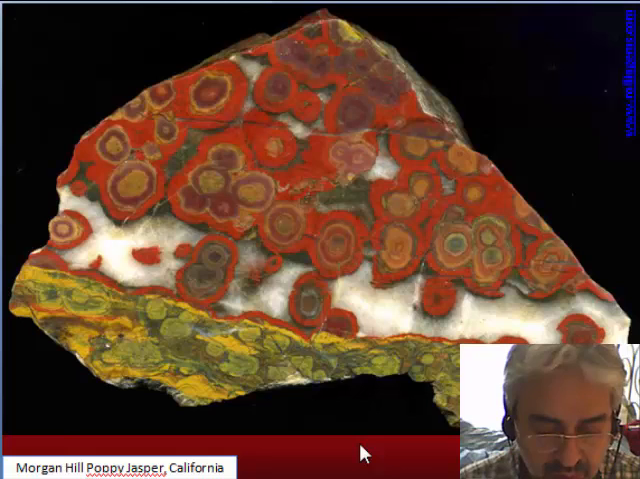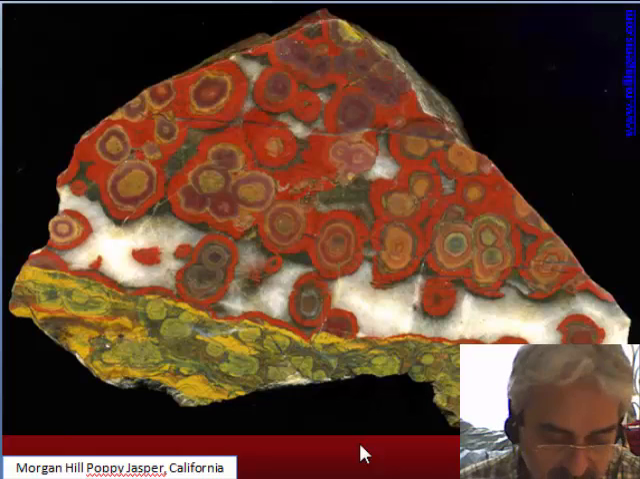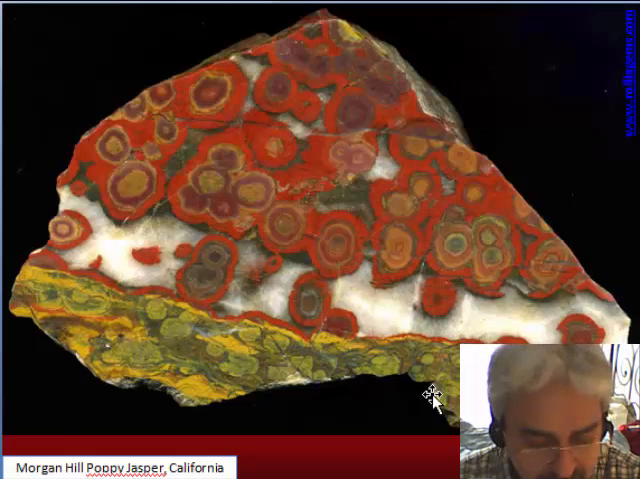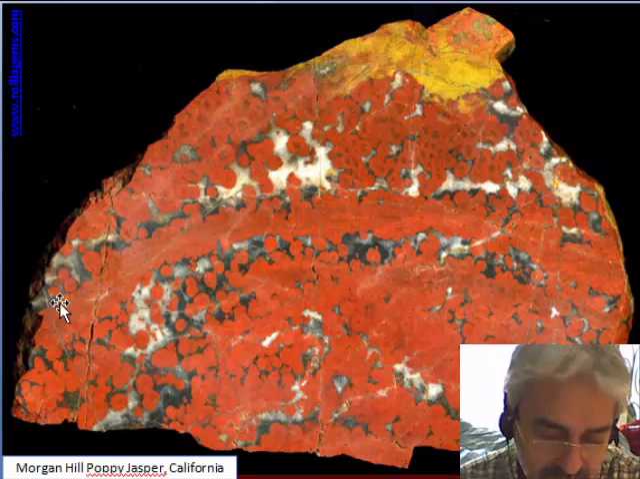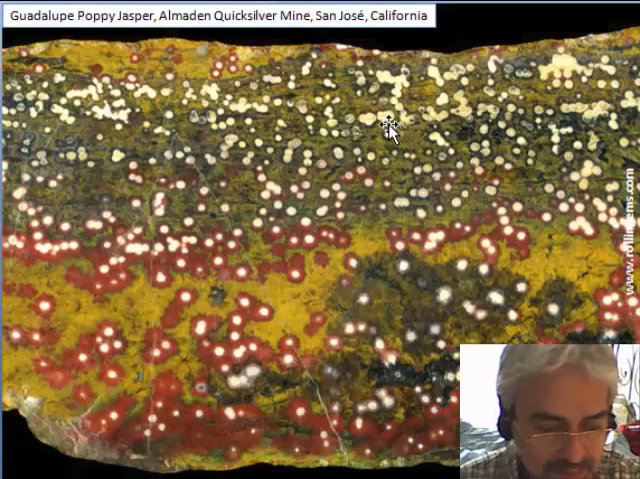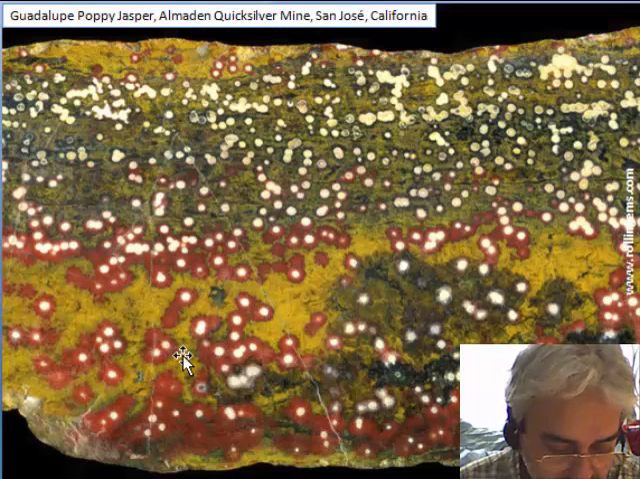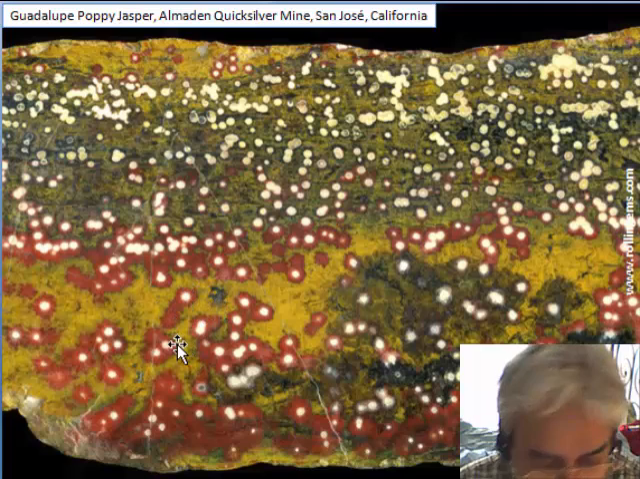Before the discovery of ocean jasper, the only known orbicular jasper was the poppy jasper from California. This is the Morgan Hill variety. And in this sample also we can see the alignment along lava flow. Another sample with similar flow banding. This is the Guadalupe variety, where the spherulites have some kind of starburst shape, like a flower, where we can detect some quartz crystals.